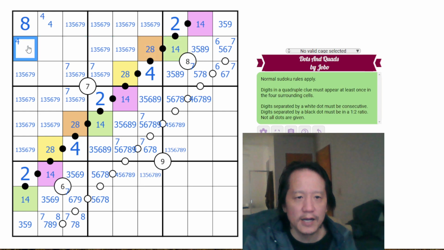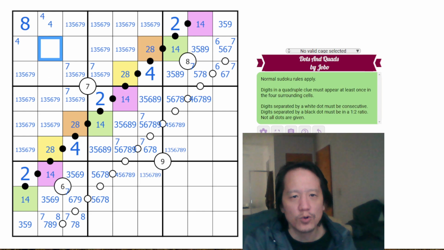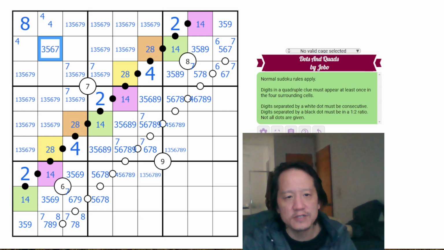Pink and green cannot be here, though. So this can't be 1 or 4. This can't be 8. Yellow and orange can't be there, so that can't be 2 or 8. So no 1, 2, 4, or 8. So this is 3, 5, 6, 7, or 9.